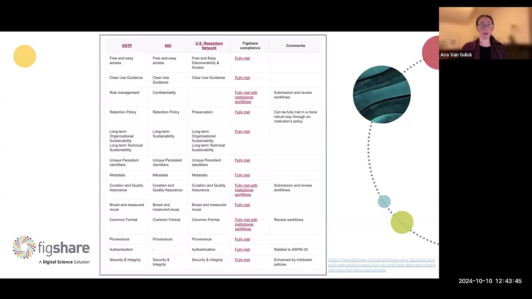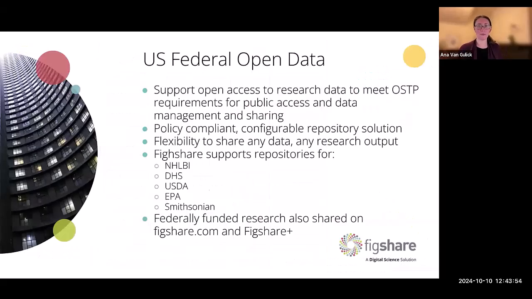And then we provide the policy, the standards compliant infrastructure, the preservation, the persistent identifiers, the metadata, and so forth. So we support these, and we offer the flexibility to be a generalist repository, to work in combination with other resources that an agency may have or a research area may have. And we currently support repositories for NHLBI, Heart, Lung, and Blood Institute at NIH, Department of Homeland Security, the USDA, the EPA, and the Smithsonian.